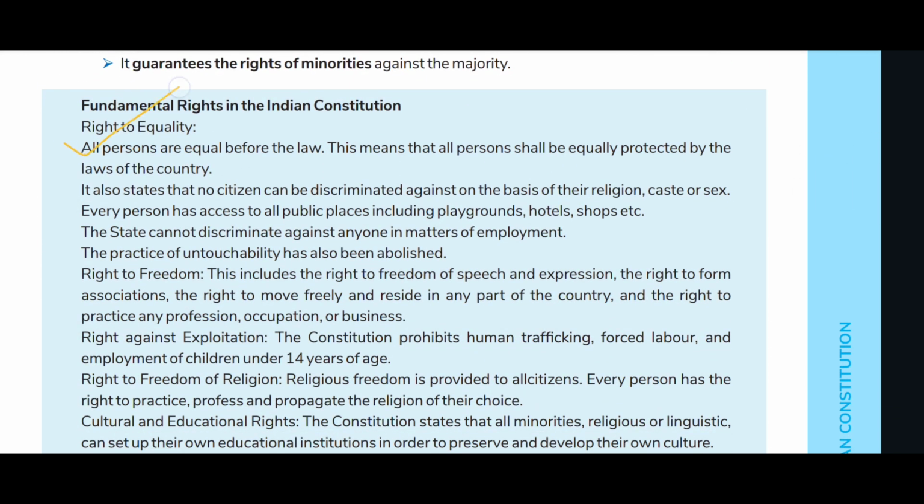Right to equality. All persons are equal before the law. This means that all persons shall be equally protected by the laws of the country. It also states that no citizen can be discriminated against on the basis of their religion, caste, or sex. Every person has access to all public places, including playgrounds, hotels, shops. The state cannot discriminate against anyone in matters of employment. The practice of untouchability has also been abolished.